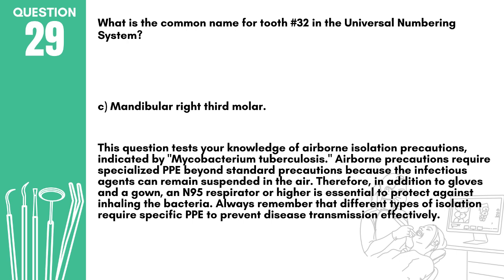Understanding this sequence is crucial for accurate charting and communication. For example, a patient needing wisdom tooth removal in the lower right might have their number 32 extracted. Always remember that tooth number 32 is the last tooth in the lower right corner, the wisdom tooth.